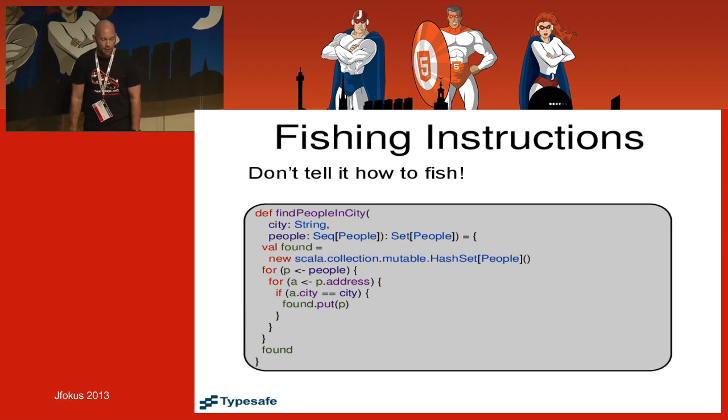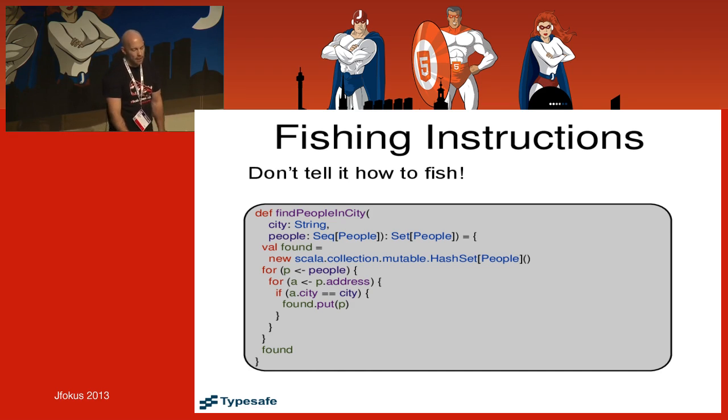Right, okay, so the next part is fishing instructions. And this is also something that people tend to do a lot in Java. Here we have a method called findPeopleInCity, and we send in the city and also a sequence of people, which is a collection of people, and then we return a set of people that live in that city. First of all, this is sort of the anti-pattern. I'm going to show you how to do it on the next slide. But we start off by creating a mutable hash set containing people. And then we iterate all the people, and then we iterate the addresses of all the people, and then we check finally if the city of the address equals the city we were after. Then we put it in the hash set and return the hash set. So that's what you typically would do as a Java developer, right?